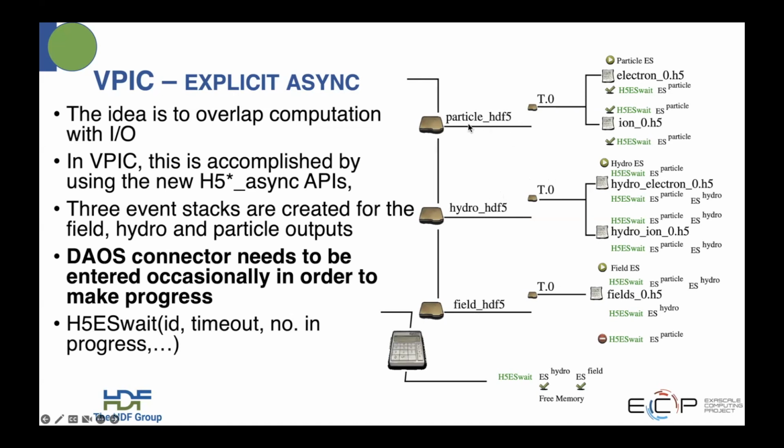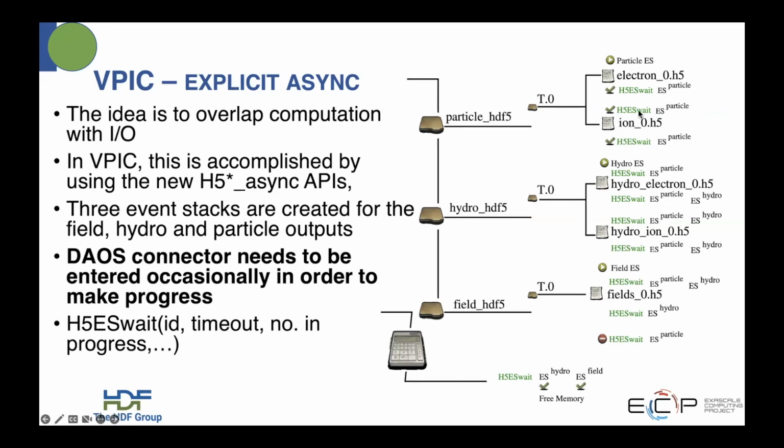And so I kind of gave a picture of the outline of how that works. So you had the particle or particles. For example, at the first time step, it would create a particle event set. Then it would write the electron data. You would do a wait, because if you want to cycle through this, you need a wait. The way that it currently progresses in async is it progresses during the wait. So if you don't call the wait, it won't progress through the stack.